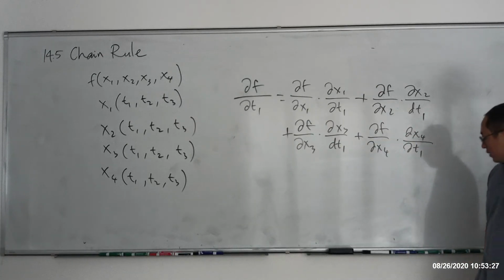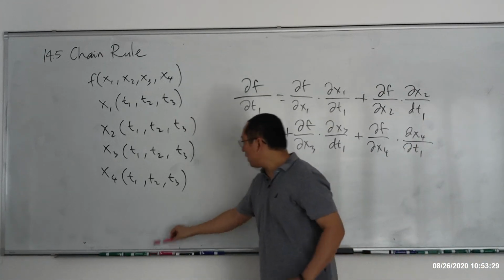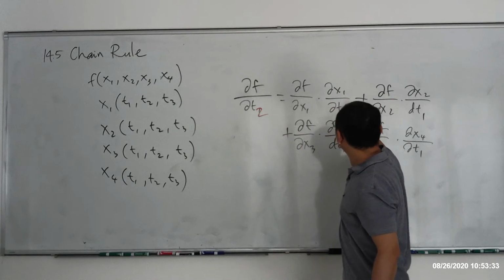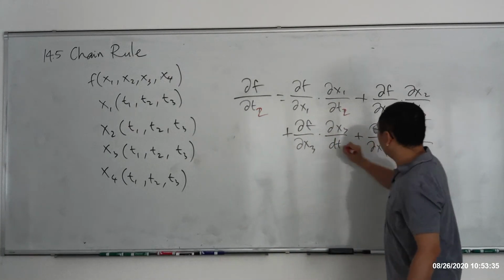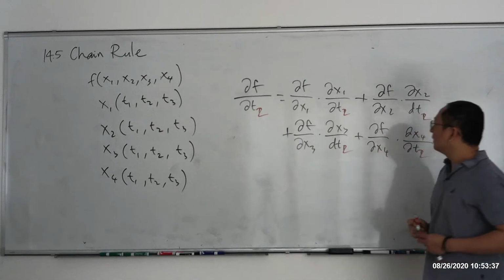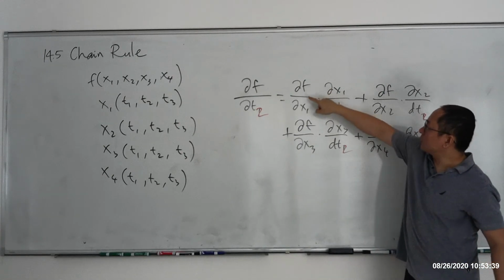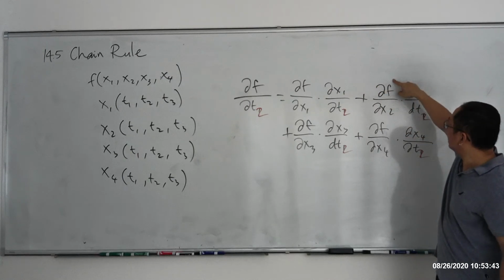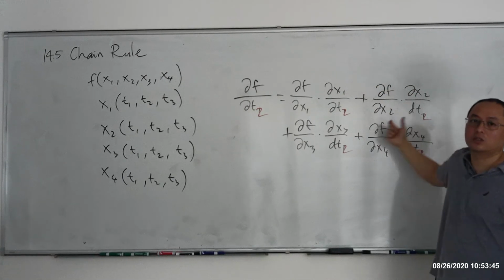Good. Similarly, if you want to calculate df over dt2, everything right here changes to 2. The t changes to 2. The x stays the same. Okay. Partial derivative with respect to x. Derivative of x over t2, that's derivative x2, x2 over t2, so forth and so on.